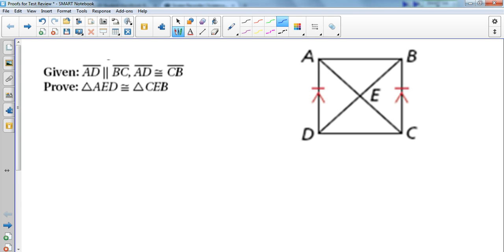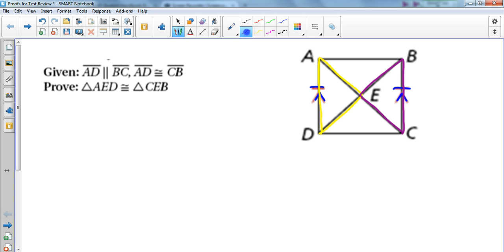We're given this diagram here, and we're given that this side AD is parallel to this side BC, and also we know that they're congruent to each other. And our job is to prove that this triangle AED right here is congruent to this triangle BEC right here. Okay? So that's what we need to do.